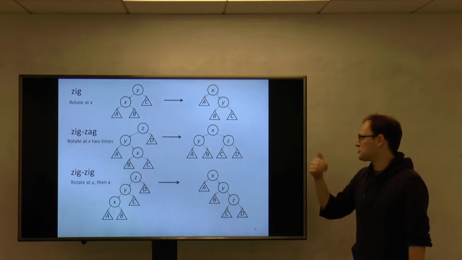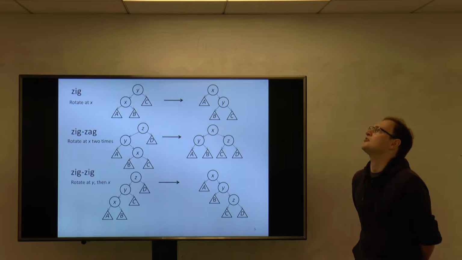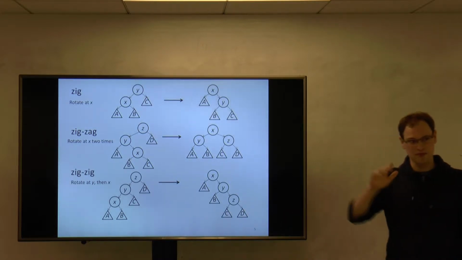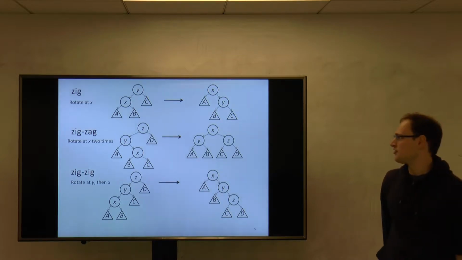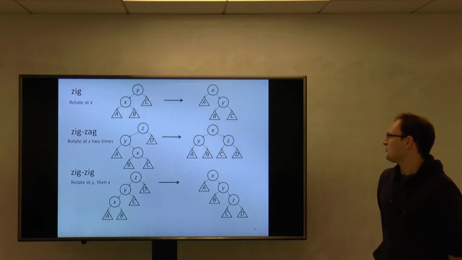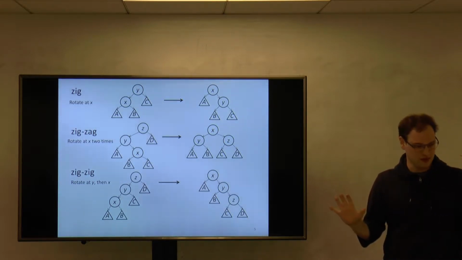Which operation you perform depends on the relationship between x and its parent and grandparent. So the zig case: if the parent of x is the root, that's terminal, so you just do a single rotation and make x the root.